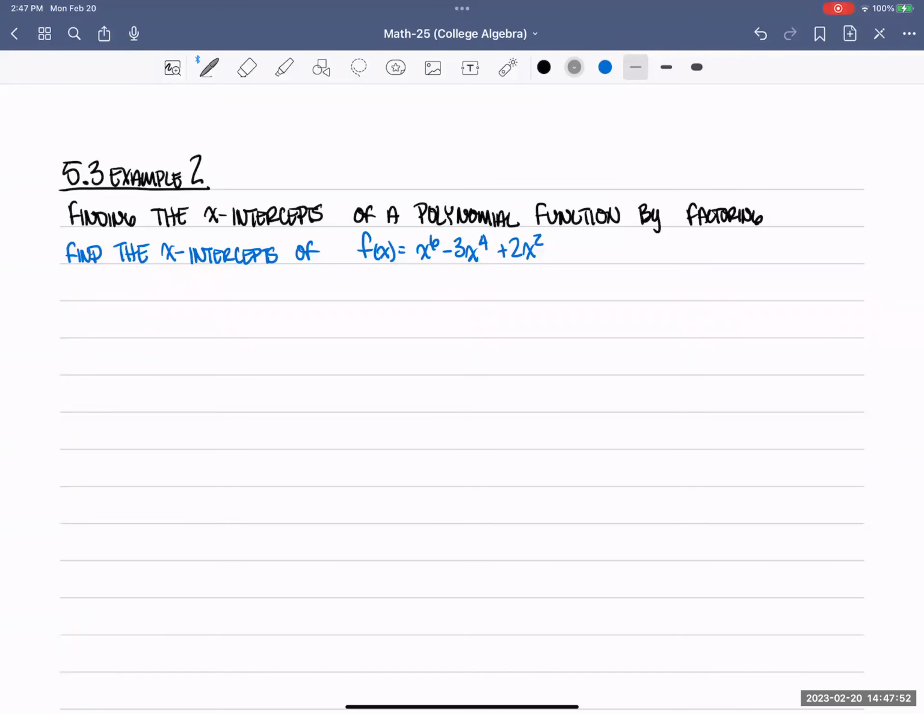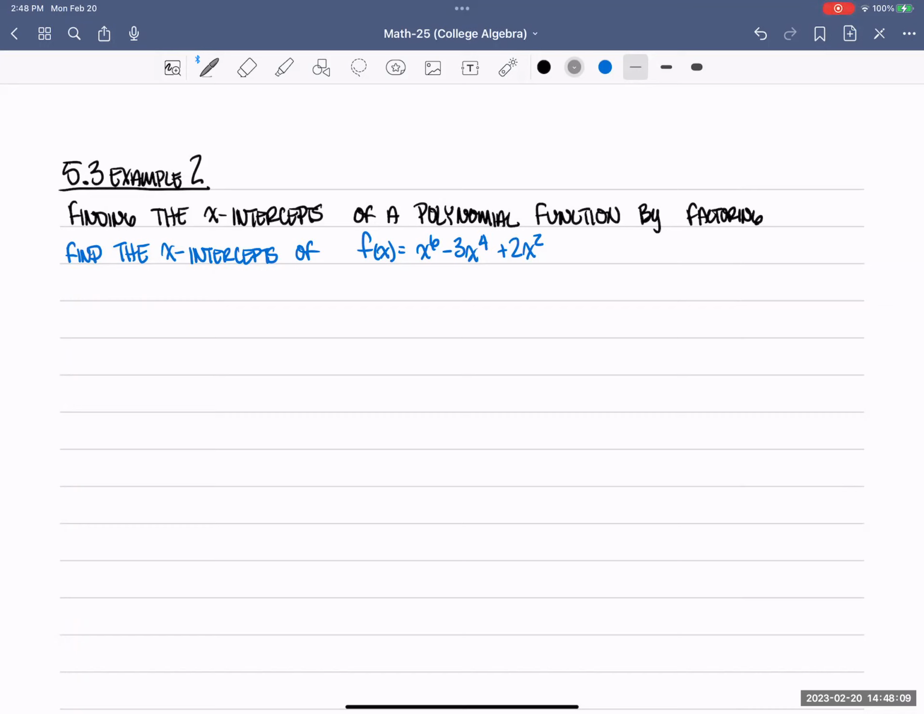Section 5.3, example 2, finding the x-intercepts of a polynomial function by factoring. So find the x-intercepts of f of x is equal to x to the power 6 minus 3x to the power 4 plus 2x squared.